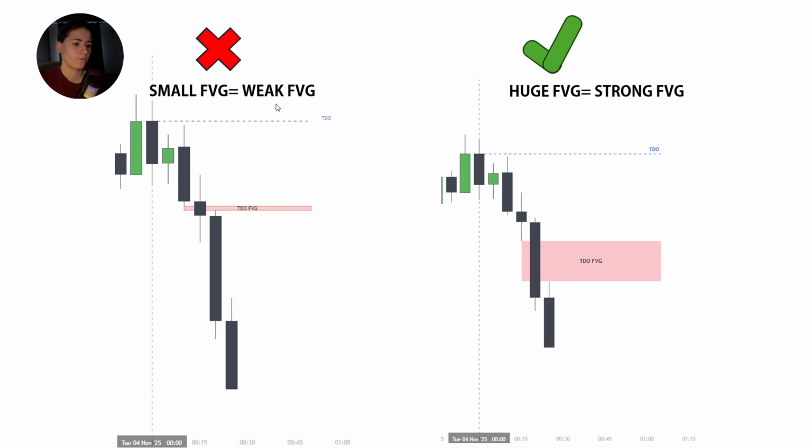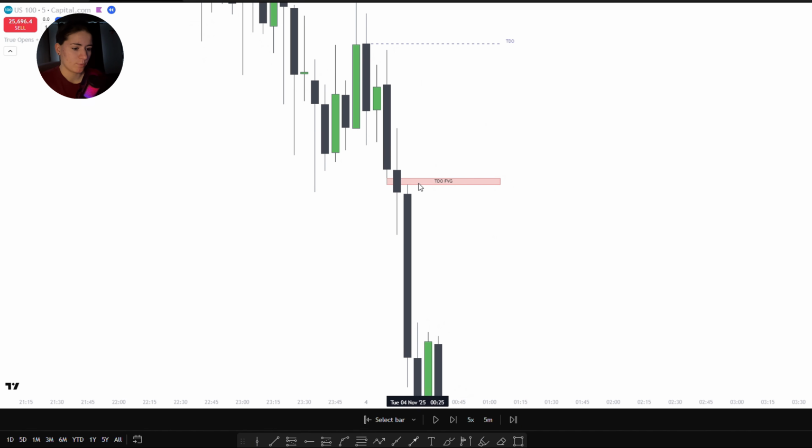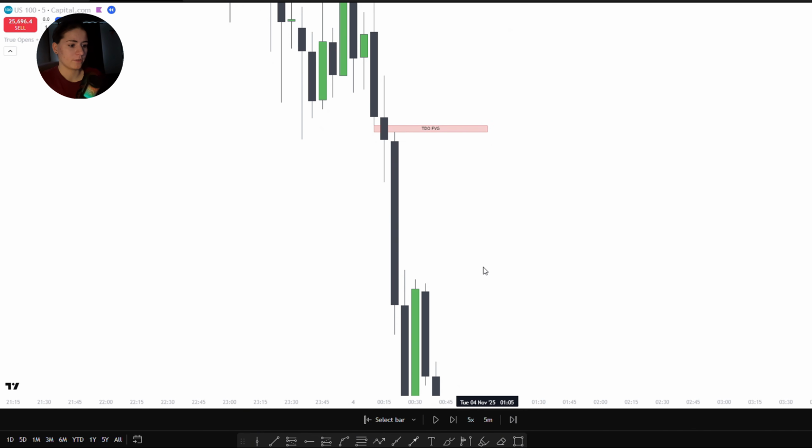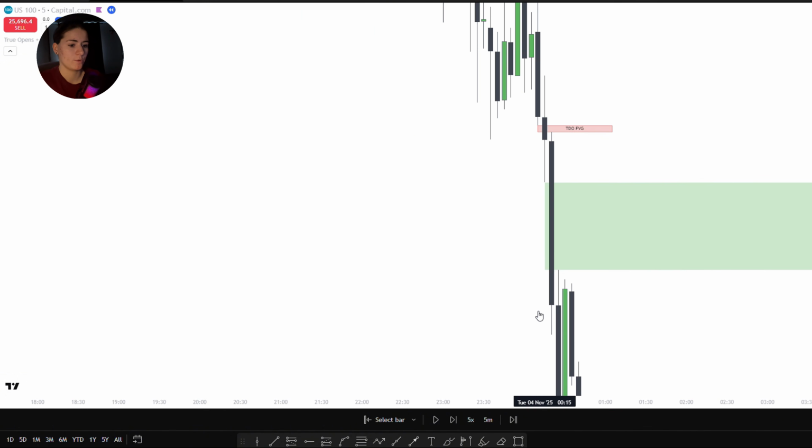Also, it's important to make a small note. We should always pay attention to the size of the first gap. If the gap is too small, it will not have as much strength or significance in the market. We can see the true day open, and right after that, a small gap was formed. It looks quite weak. The indicator marks the first gap by default, but we should pay attention to the stronger gap. If we look at the next gap, it's much larger and stronger. That's the one we mark.